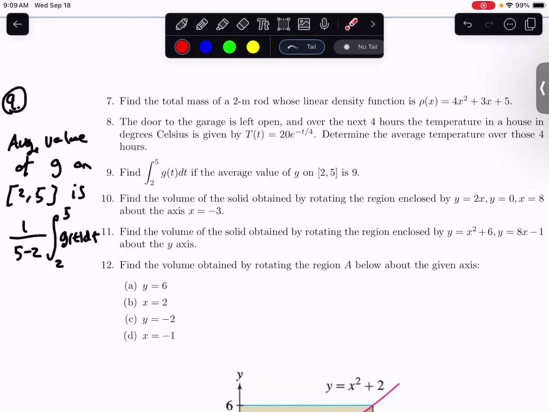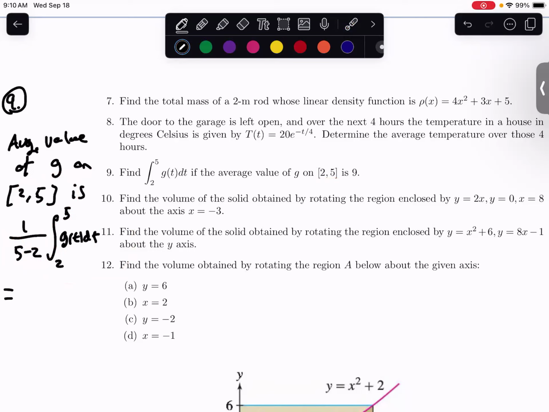Right, so this goes back to, I think it was the last thing in section 6.2, is where this formula comes from. The average value of a function on an interval is 1 over the right endpoint minus the left endpoint, and then you just integrate whatever your function is. We're told in the problem that this ends up being equal to 9, so the average value of g on this interval is 9.